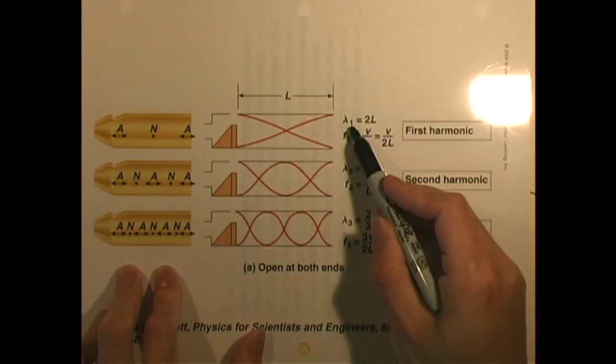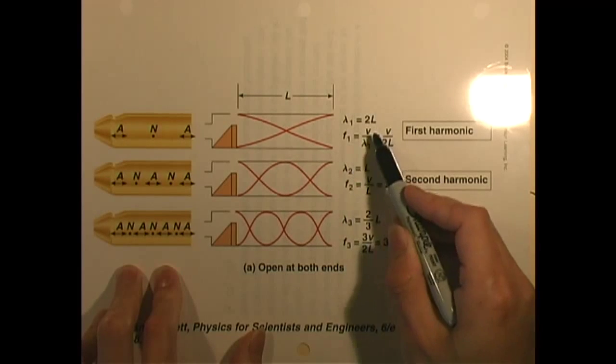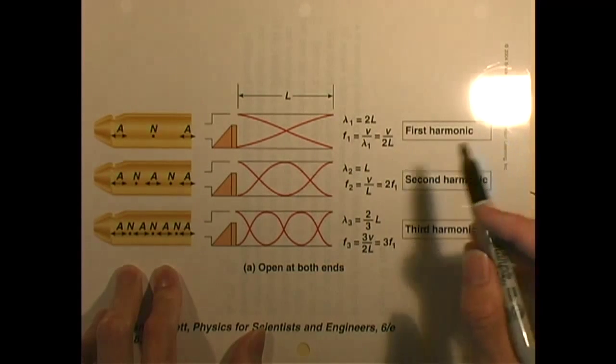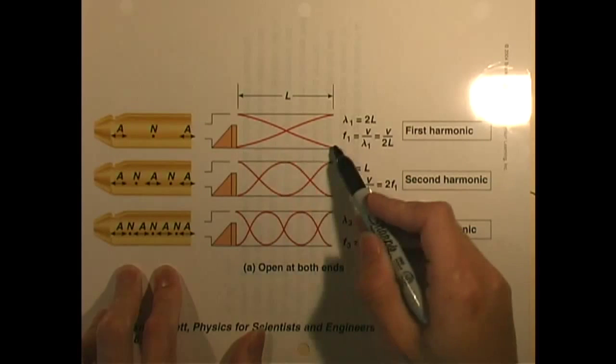So that gives you lambda 1, which is 2L, and that allows you to find F1, which is V over lambda 1, where V is the speed of sound. That is V over 2L. So this is how you find the first harmonic that can exist on a pipe with both ends open.